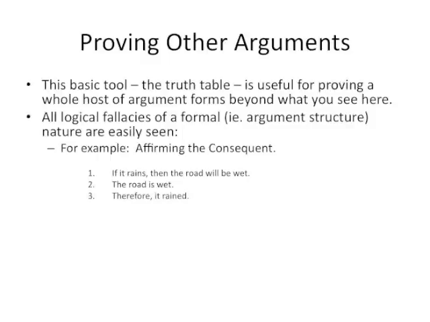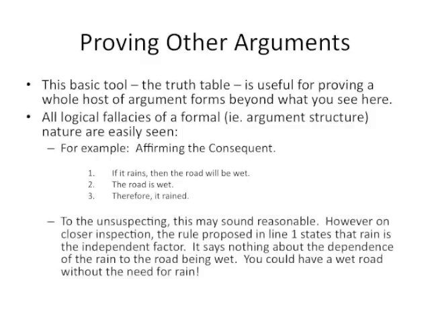Now, to the unsuspecting, this may sound reasonable. However, on closer inspection, the rule proposed in line 1 states that rain is the independent factor. It says nothing about the dependence of the rain to the road being wet. You could have a wet road without the need for rain, right? So if you actually walk out with a garden hose and spray the road down, yes, the road will be wet. Did it rain? No. And so there's really the sort of natural way of looking at disproving that argument.